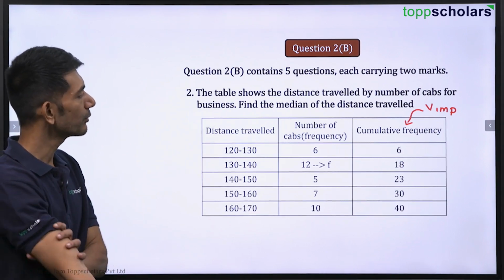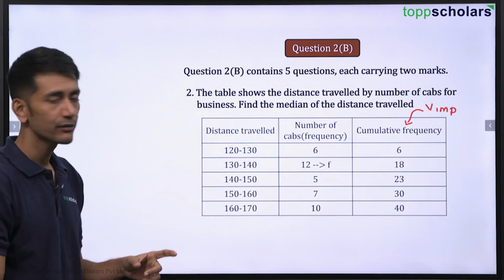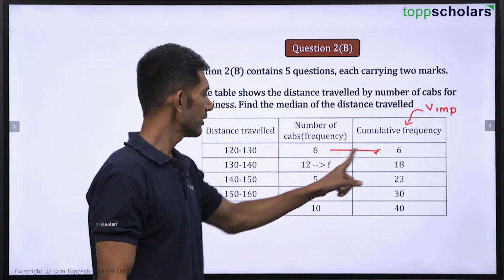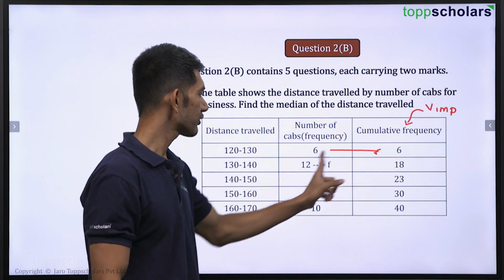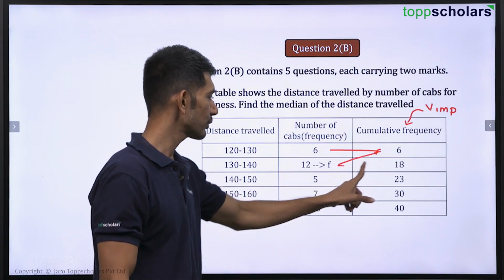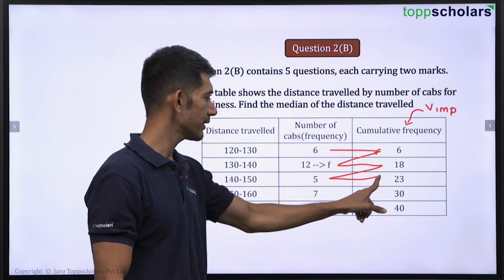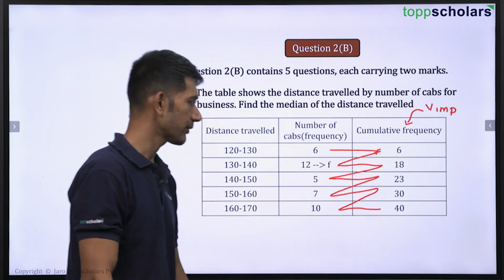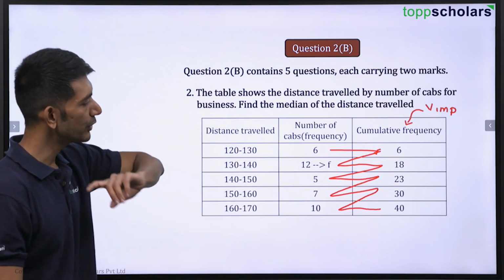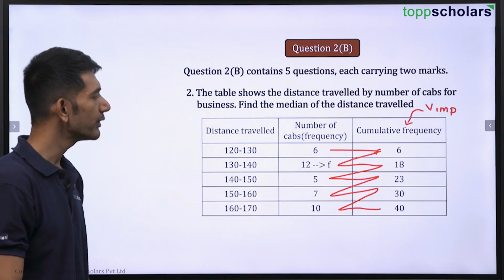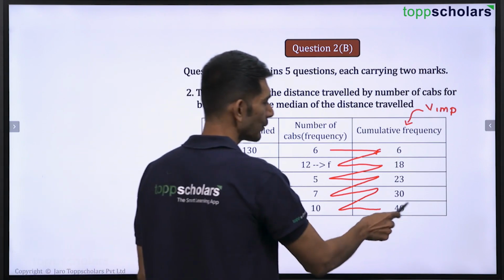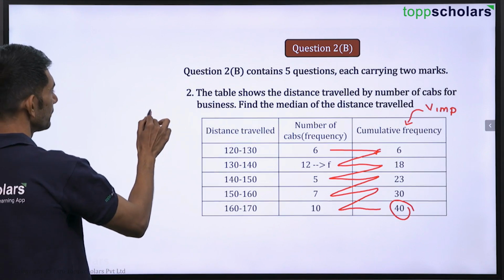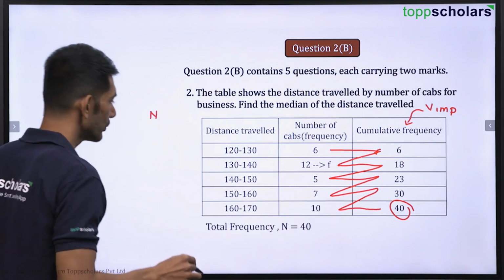And how do we find out the cumulative frequency? We find out the cumulative frequency by starting the first number as it is, then keep on adding. 6 plus 12 is 18, 18 plus 5 is 23, 23 plus 7 is 30, and 30 plus 10 is 40. That's how you find out the cumulative frequency. Once you have the cumulative frequency, the last value that you get over here, that is your n, that is your total. Then you do n by 2, right?